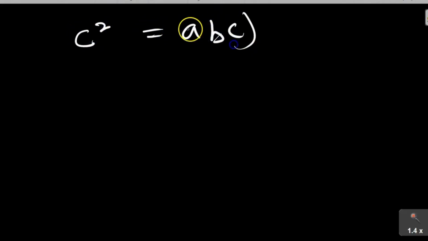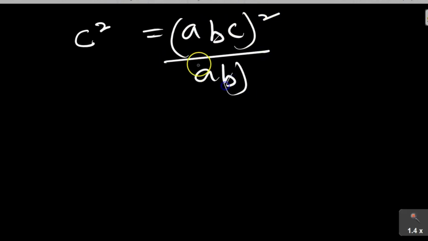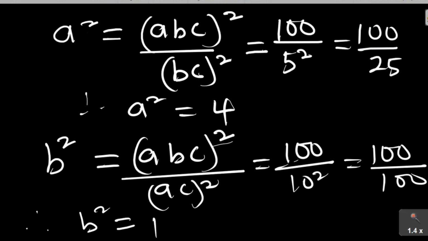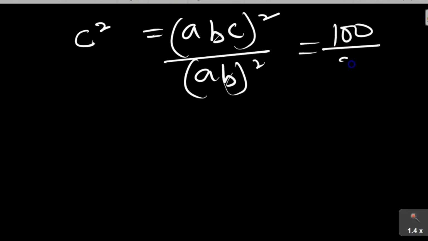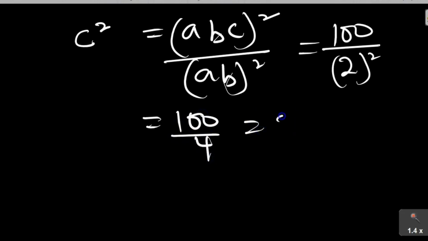Now, to get C², I will say ABC all squared over AB all squared. So ABC all squared is 100 over AB. AB is 2. 2 squared. That gives us 100 over 4, which is 25.